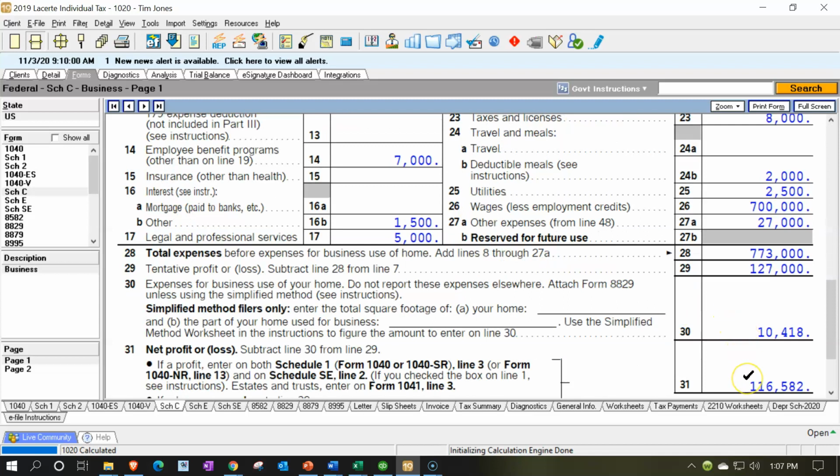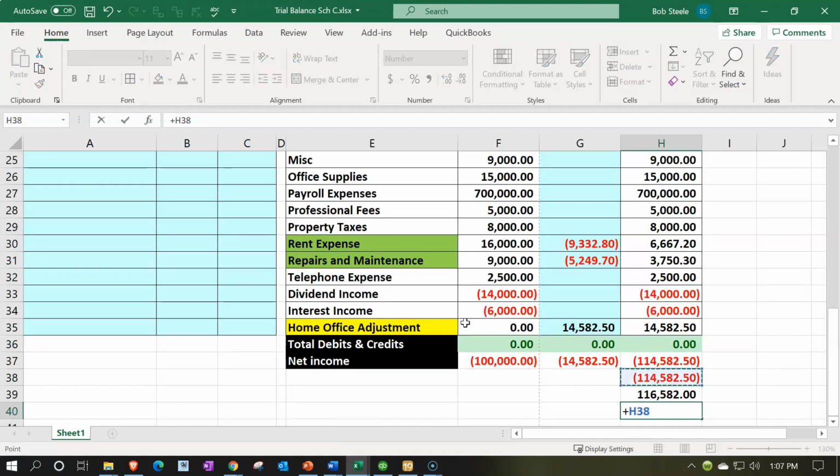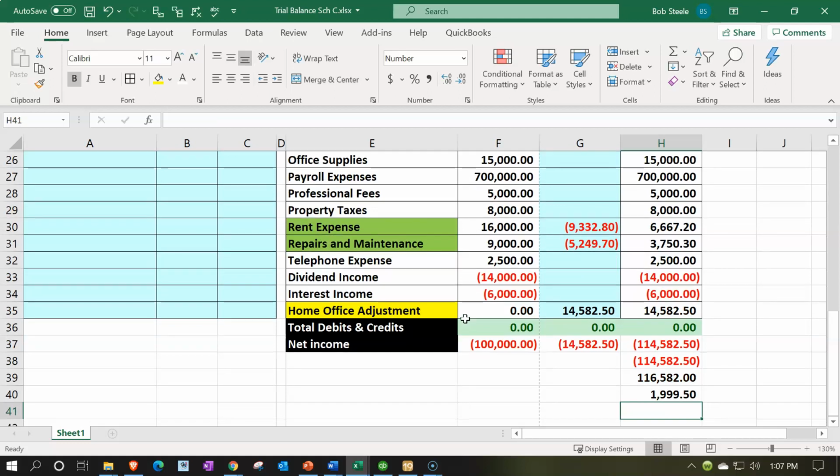So that's part of our difference of that 116,582. It's not the full difference, so we still have some component that we're going to have to reconcile. We can check that out. I can say that's 116,582. Let's go back over here and say, okay, 116,582. If I take the difference between those two, we're still looking for about the 2,000 for an adjustment that is needed.